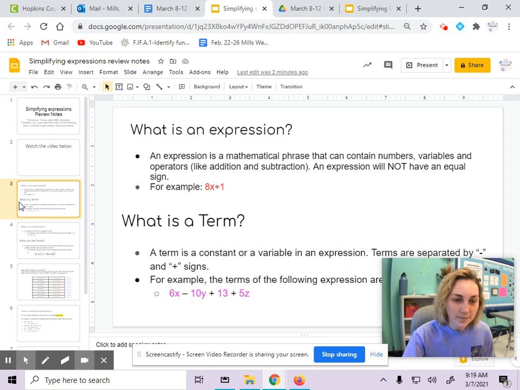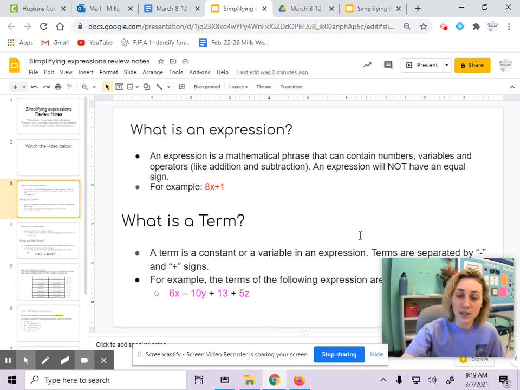Okay. So first things first, for simplifying an expression, what is an expression? Well, an expression is a mathematical phrase that contains numbers, variables, and operators, which are like addition and subtraction. And an expression does not have an equal sign, though. That's the main difference. So I have an example here. We have 8x plus 1. We have our numbers, variables, and we have our operator, which is an addition sign. There's no equal sign here, so this would be an example of an expression.